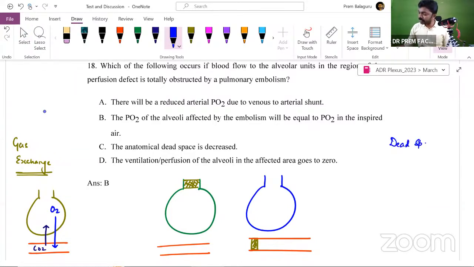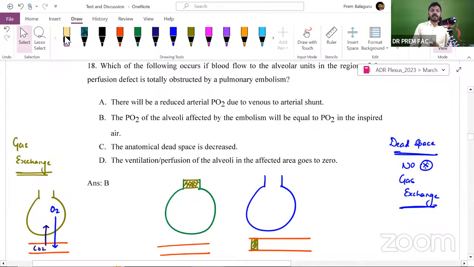Dead space is a condition where you're not going to see any gas exchange. There is no gas exchange, doctors, and this is what is called dead space. When I say no gas exchange, there is absolutely no gas exchange. This is exactly what is called dead space. I hope you are now getting this one point clear.